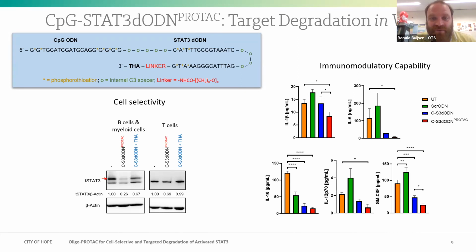So another question from Cook. Thanks for the great talk. Have you tried to look at other proteins interacting with CpG STAT3 PROTAC by proteomics in order to check inhibitors? So when we're treating with this, if there are other proteins that are affected, essentially.